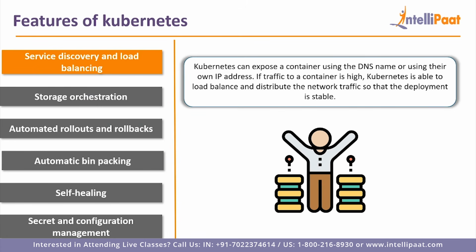So let's start with service discovery and load balancing. Kubernetes can expose containers using a DNS name or using their own IP address. So if the traffic to the containers is, let's say, very high, then Kubernetes is able to load balance and distribute the network traffic so that the deployment is stable.